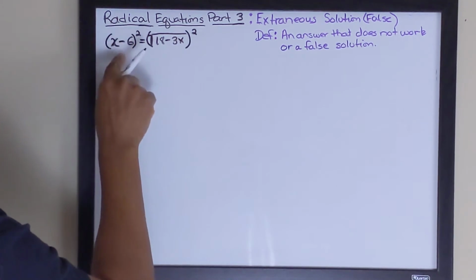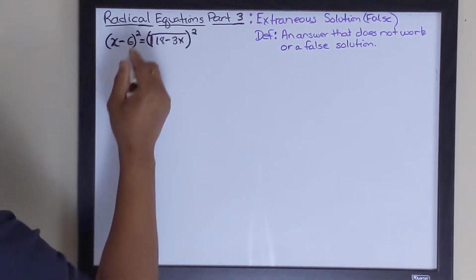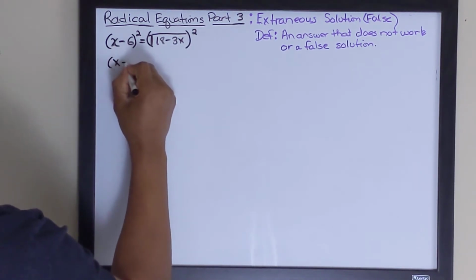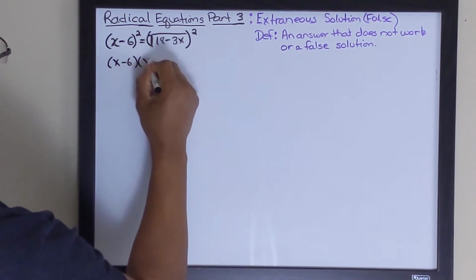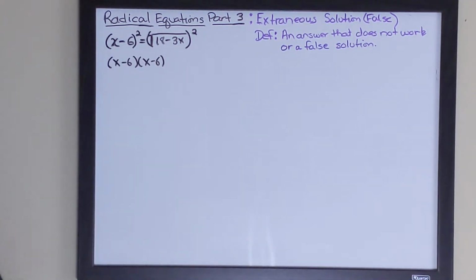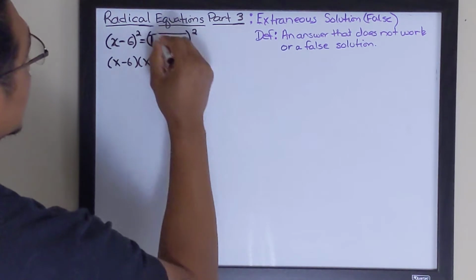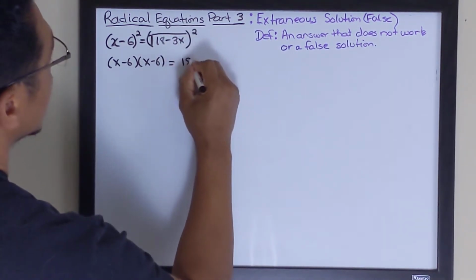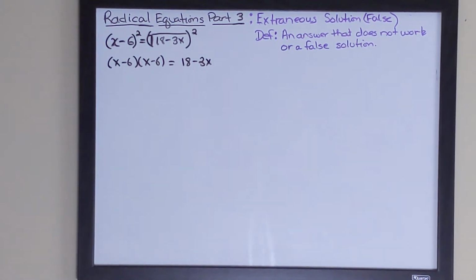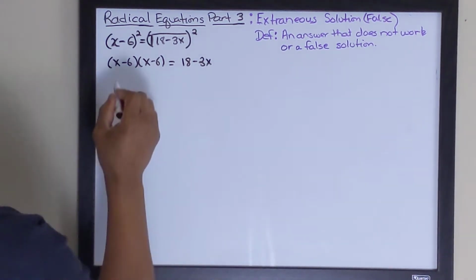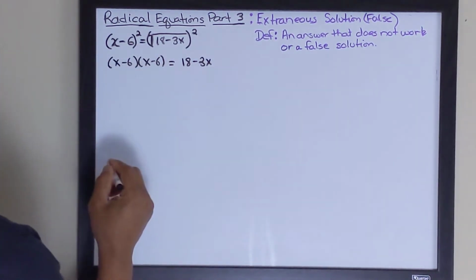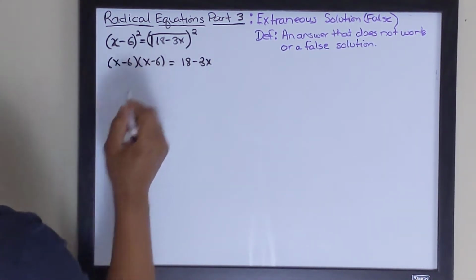But on this side, if you look, you have x minus 6 squared. Literally, if you write that out, it's basically going to be x minus 6 times x minus 6. That's what x minus 6 squared is. And on the right hand side, since the radical is gone, we're going to be left with 18 minus 3x. Now the next step is to resolve this multiplication here using FOIL, because I have a binomial times a binomial.